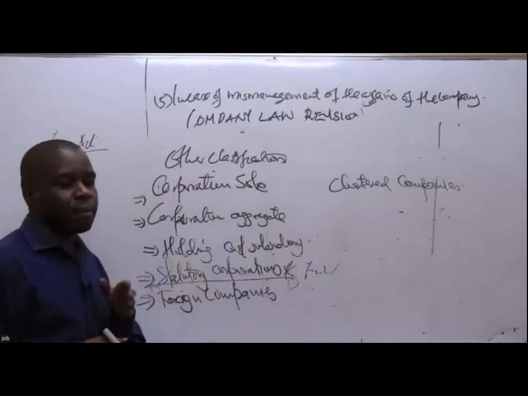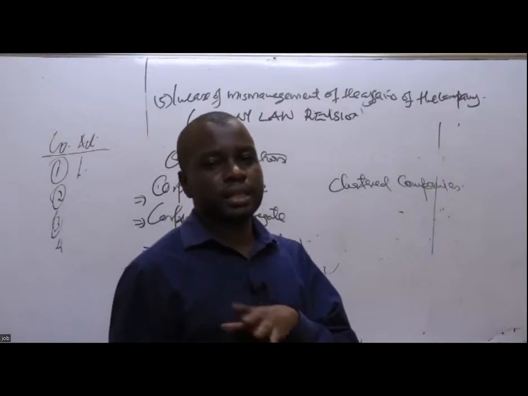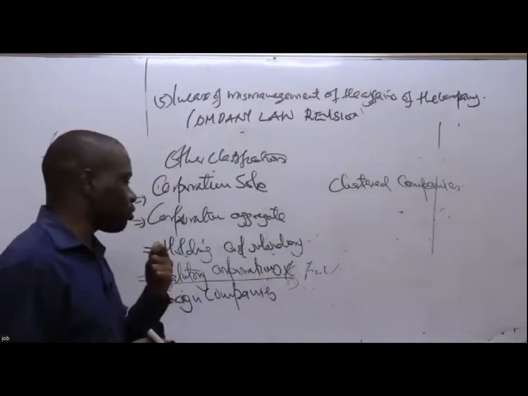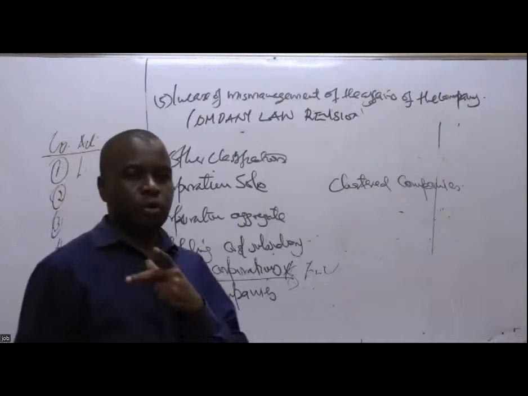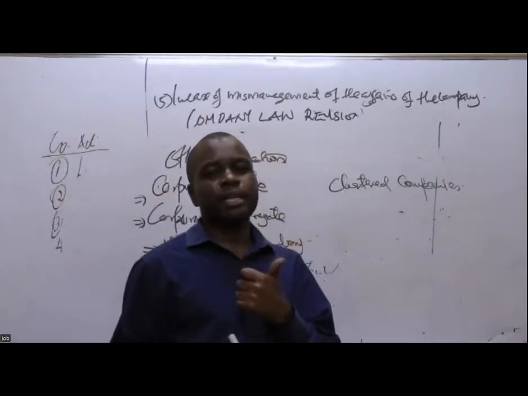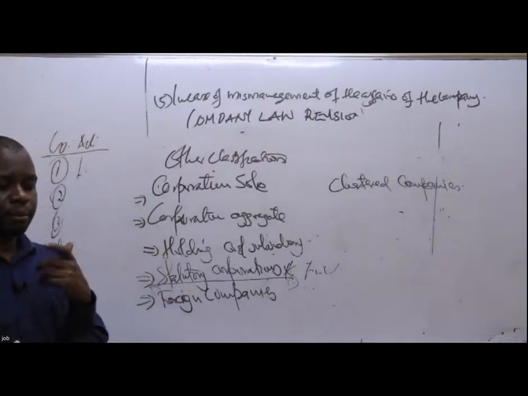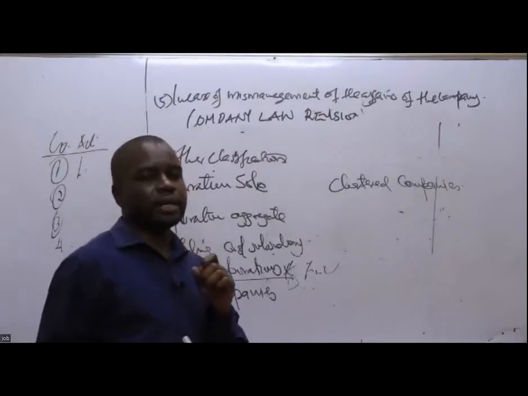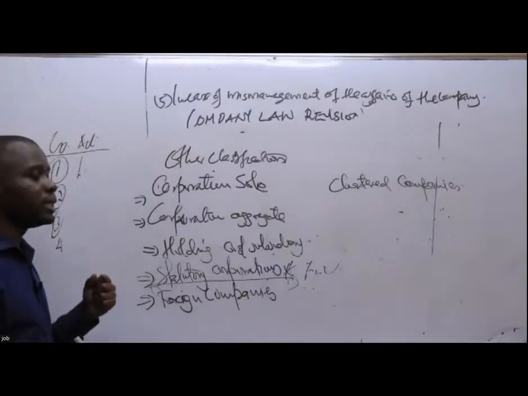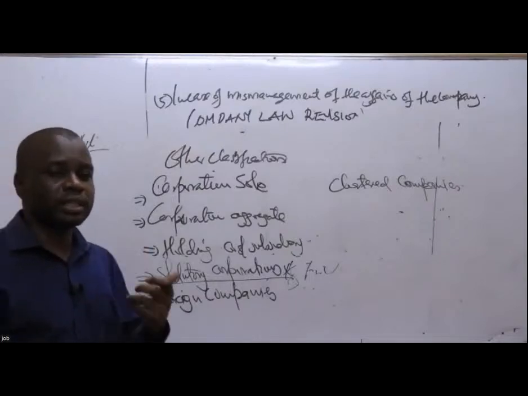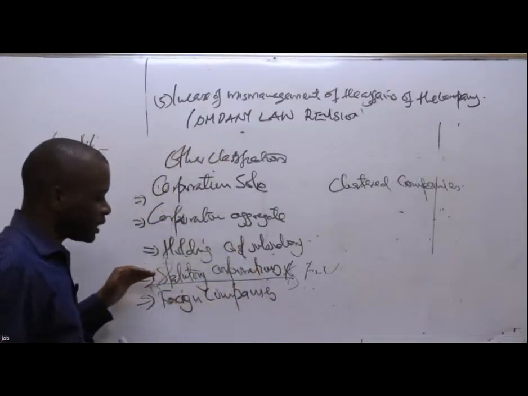Number three, they are majorly formed to provide essential services to the citizens. Their primary objective is to provide essential services to the citizens. Number four, profit making is not a major objective for them. It's just a secondary objective. We've already said their primary objective is to provide essential services to the citizens. Profit making for them is just a secondary objective, because they are usually funded by the treasury.